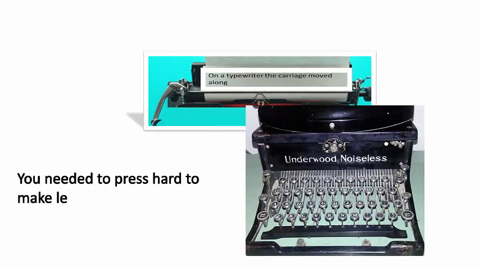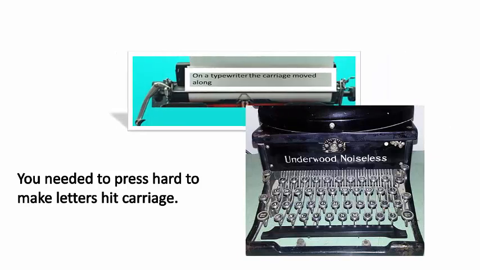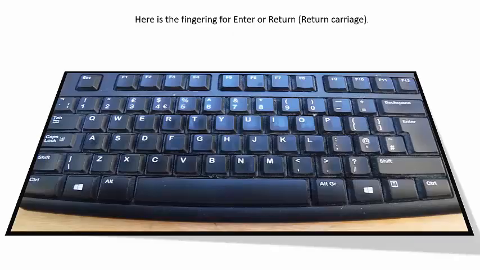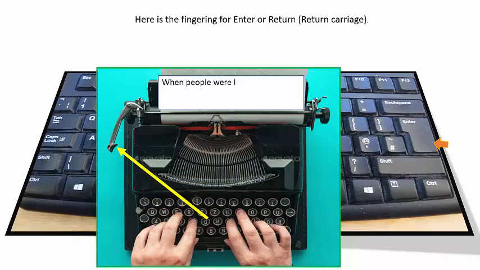On a typewriter with a carriage that moved along, you needed to press hard to make the letters hit the carriage. Here's the fingering for Enter or Return, Carriage Return as it used to be called. There's the Enter button, and what you're using is the little finger on your right hand. When people were learning on a typewriter, they had to hit the bar, arrow pointing to it, to get the carriage to return.